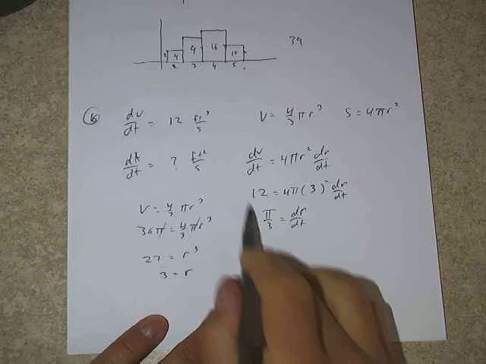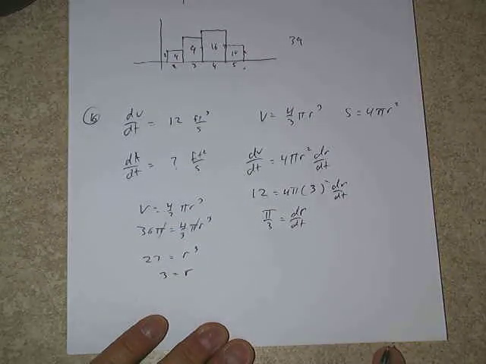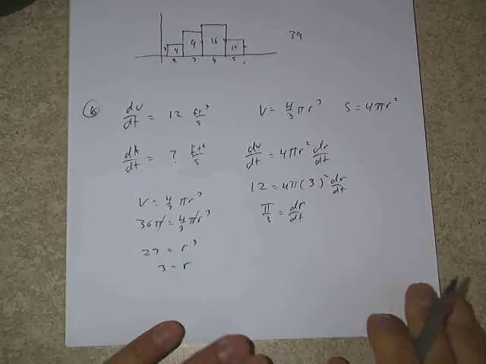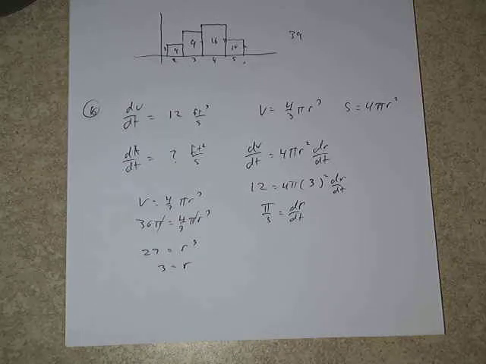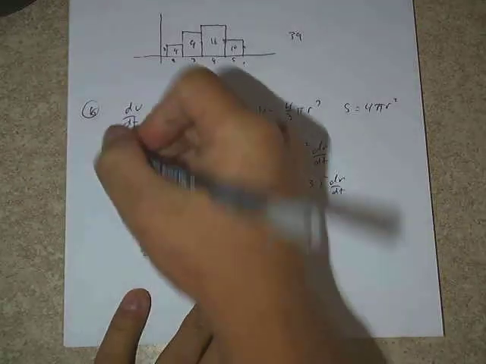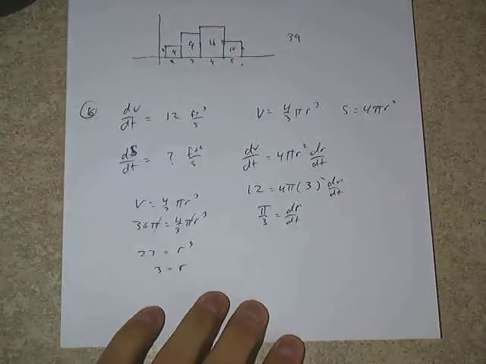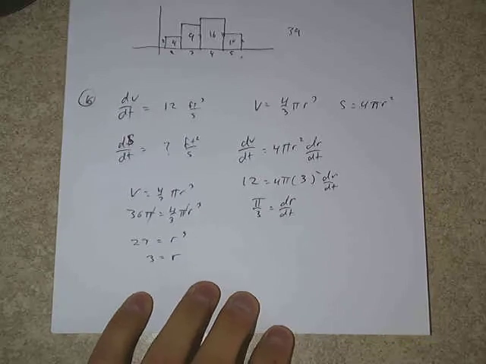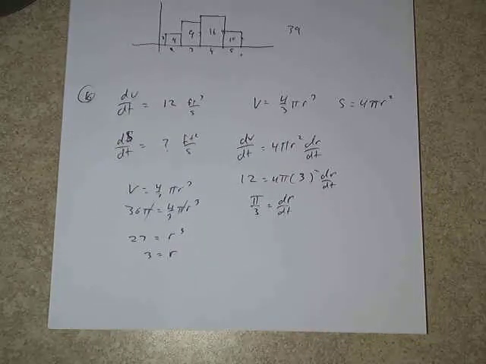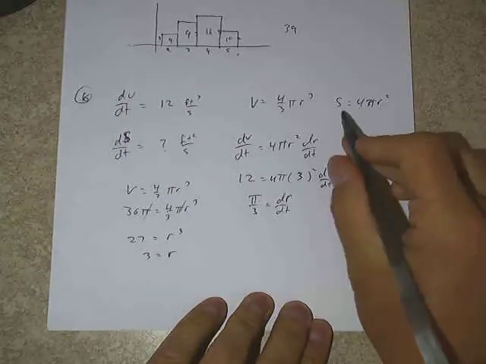So we'd end up with 36 pi on this side. If we divide, we'd get pi over 3. There's our dr dt. 12 on top, 36 on the bottom. So that would be our dr dt. Now, the question though is not what is dr dt. We're looking for ds dt. I put dA dt first, but it's really S. We'll call it S for surface area.